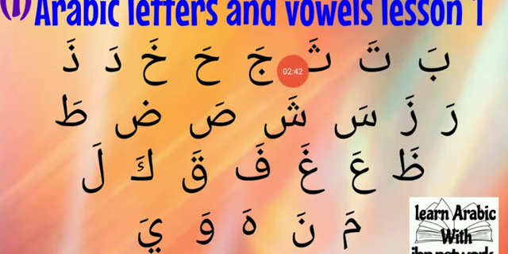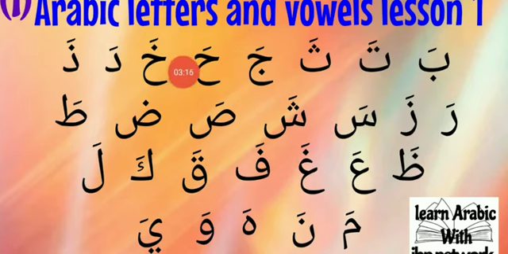And here we have jim together with fatha. So we say jim fatha ja. So we have ja, ja, ja. Here we have ha and fatha. So we say ha fatha ha. So we say ha, ha, ha.